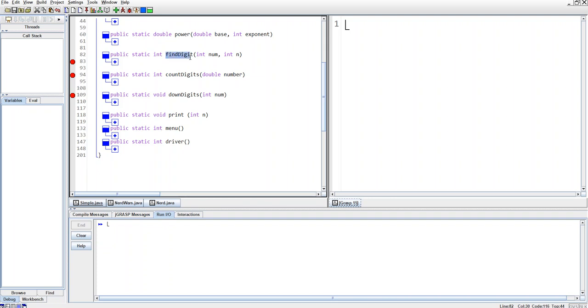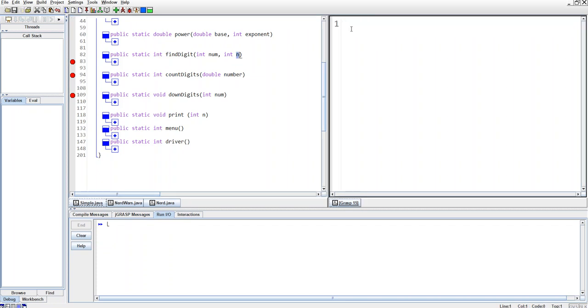And then this is the name of the method, find digit. So we use that when we call it. And then inside the parentheses here, we have our two parameters, all right? It looks like it takes two parameters. It takes an int, and then its variable name is num. And again, that could pretty much be anything. It's just a placeholder. And then it takes another int, which stands for n, all right?